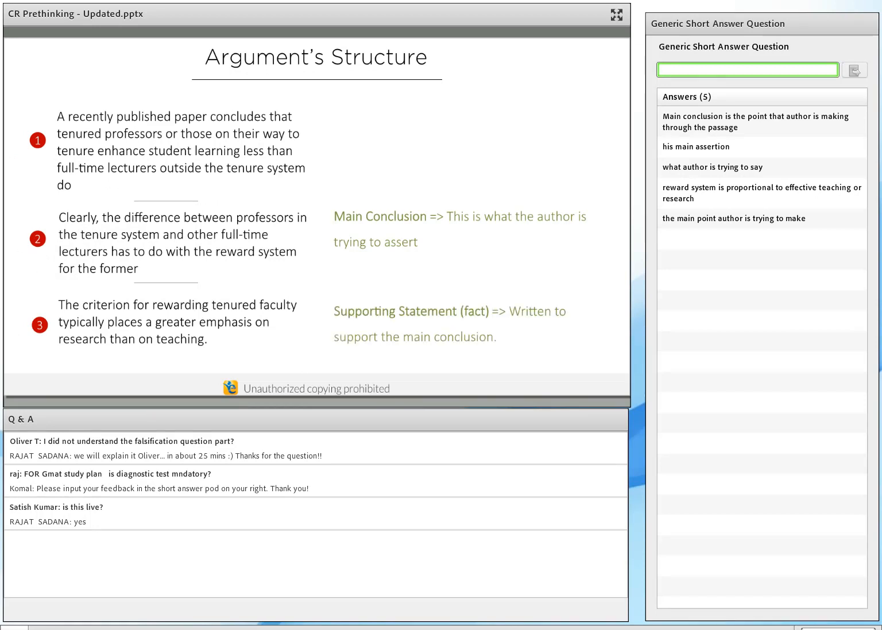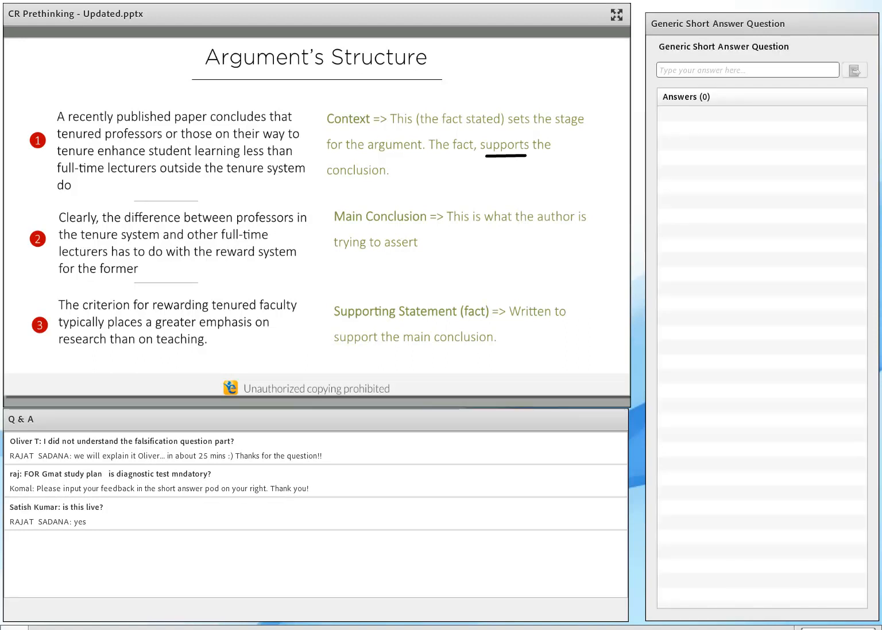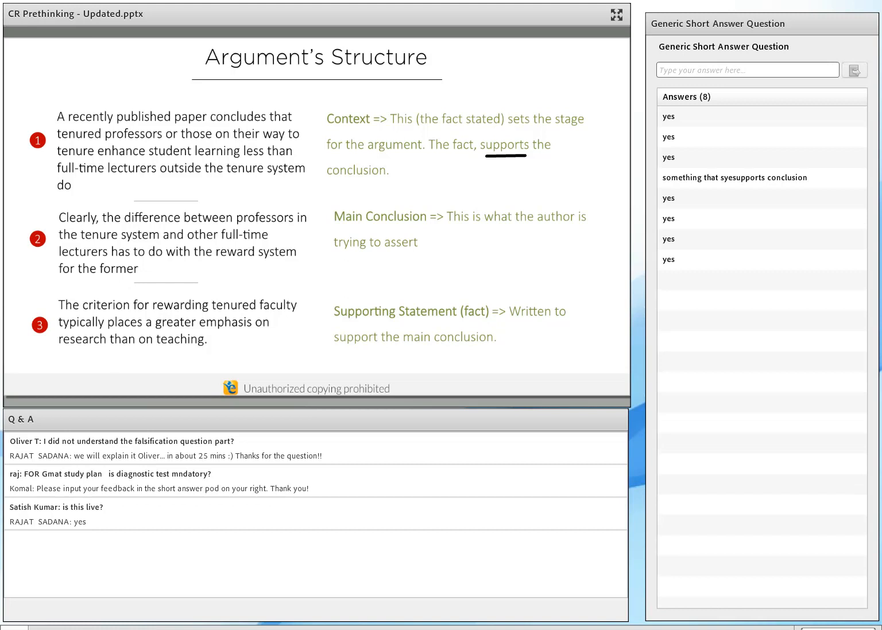Statement 3 is a supporting statement, which is written to make you believe the main conclusion. And statement 1 is the context. It's a data point that the author uses to arrive at the main conclusion. Because the author uses this, it is in fact a strengthener as well, or a premise, which means a statement which supports the main conclusion. This is what we call argument structure, the structure of an argument. Is the argument structure clear? All right, that is good.